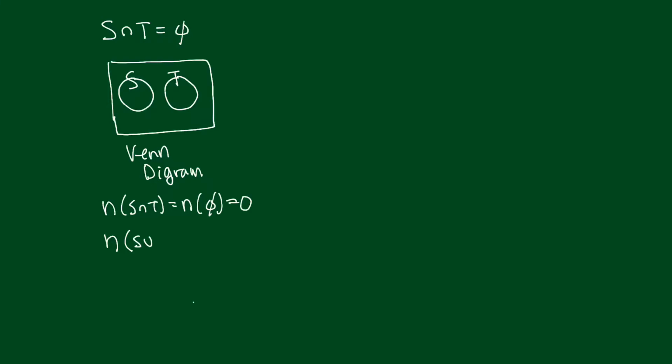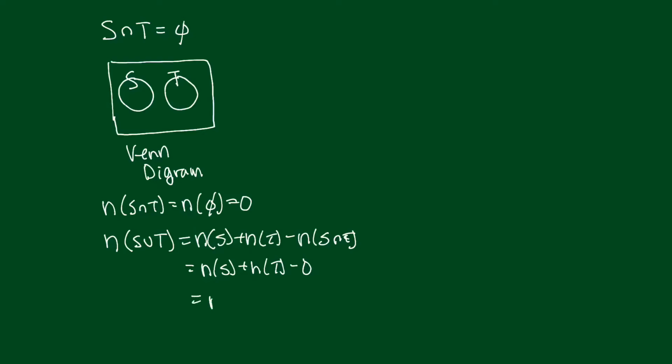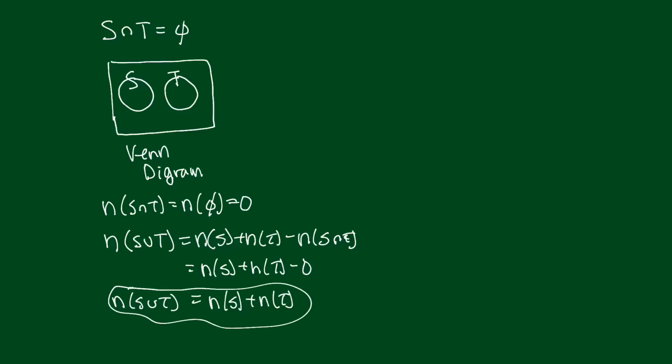So when I use my formula for counting the number of elements in the union, which is the number in S plus the number in T minus the number in the intersection of S and T, I get this. The number in S plus the number in T minus 0. And minus 0, I don't need to write that. So this is just going to be the number in S plus the number in T. And I'll finish it off down here, the number in S union T. So this is a formula that you can use when S and T have nothing in common.